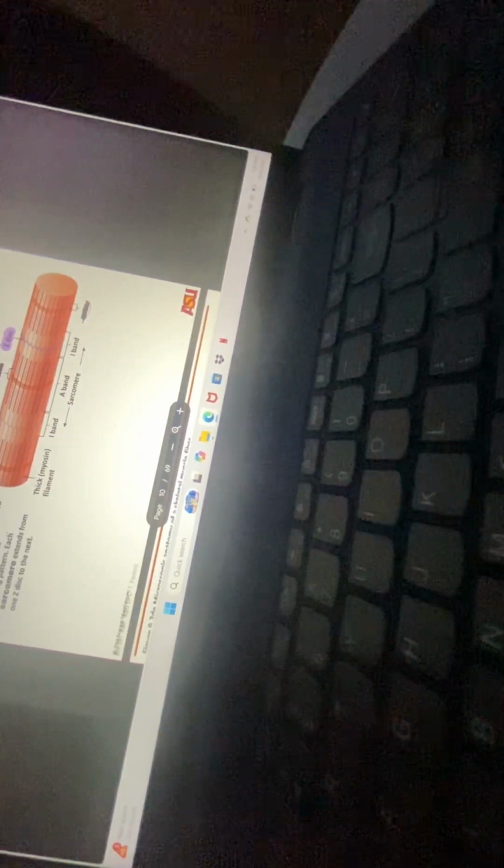Striations are the dark A and light I bands. Relaxation requires energy. Sarcomere is the smallest contractile muscle fiber unit.